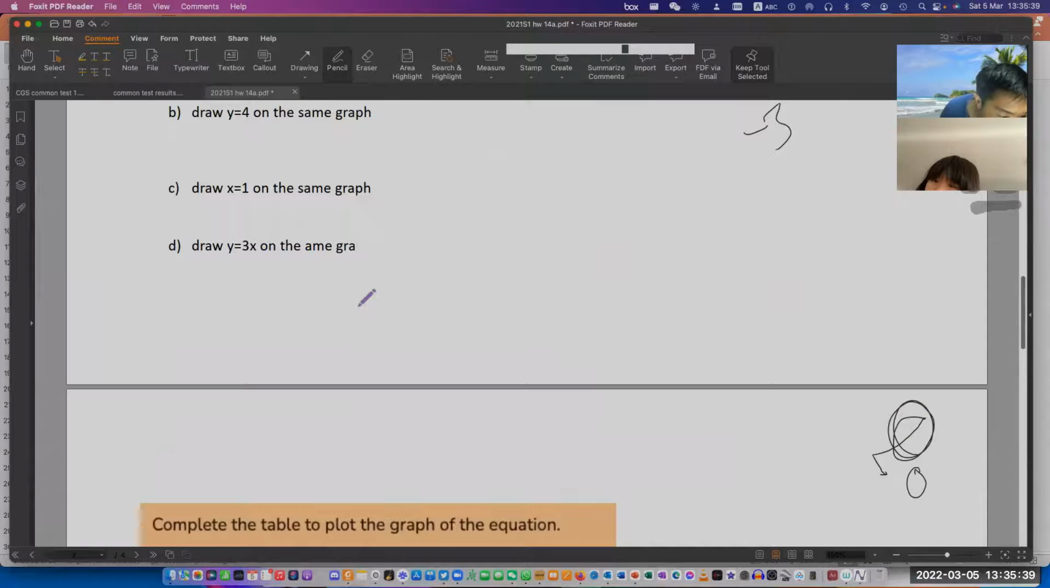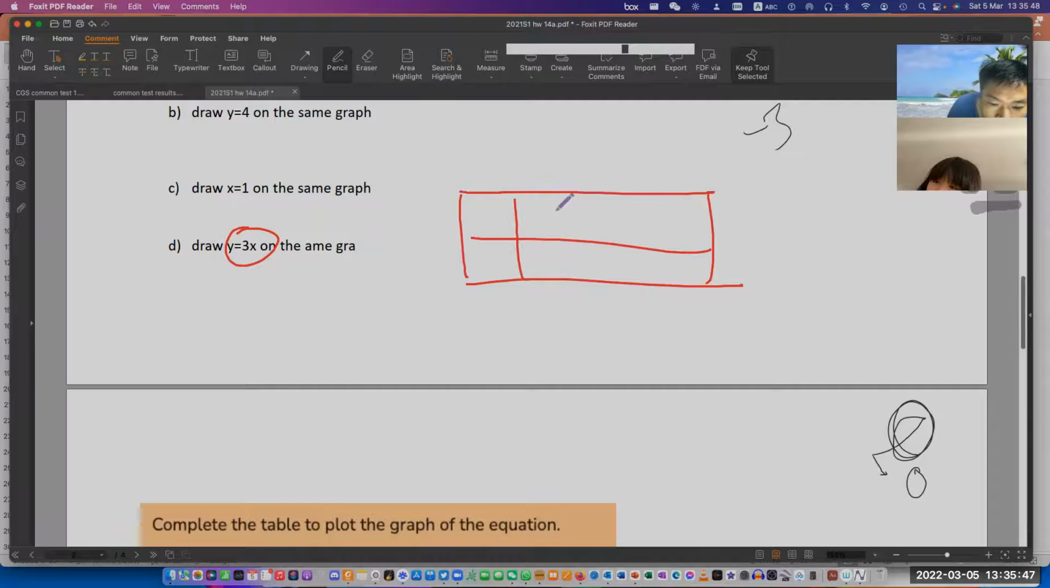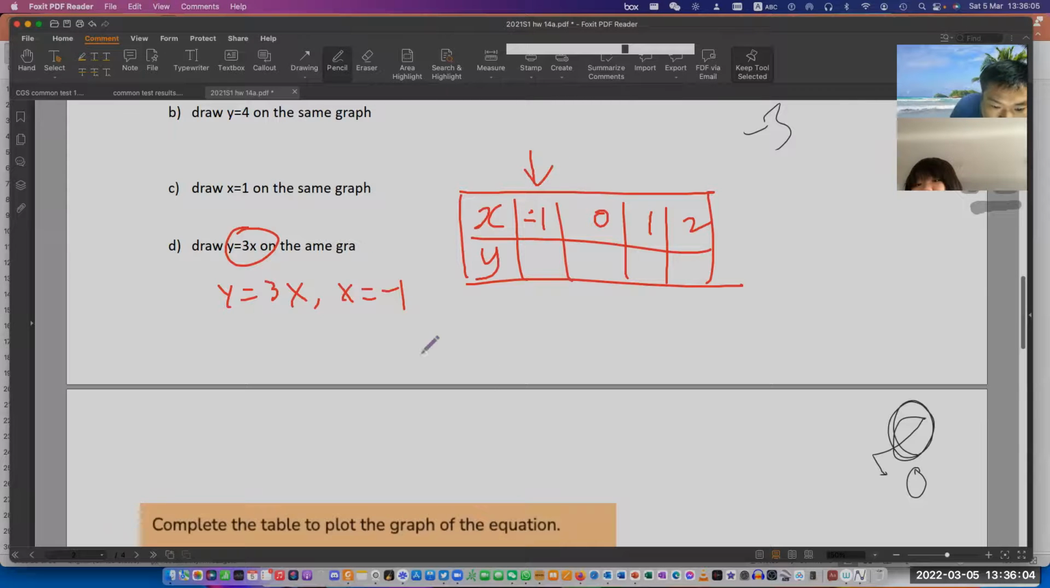This one, how do you draw y equals 3x without using GeoGebra? You just give yourself a table. By the way, when you draw a graph, always give yourself a table. Test x equals -1, test 0, test 1, and then 2. Give yourself a few points. So y equals 3x. When x equals -1, y equals -3. That's how I get -3.